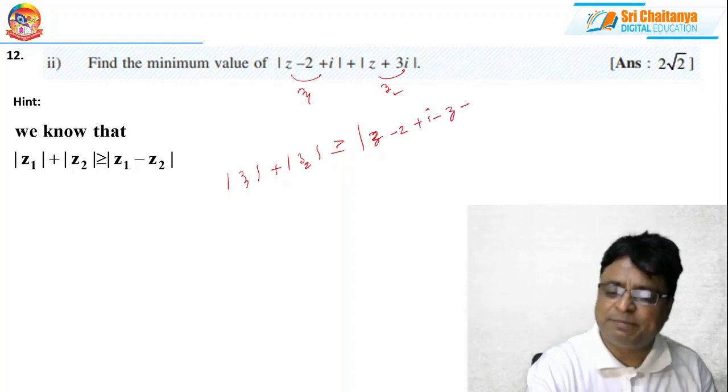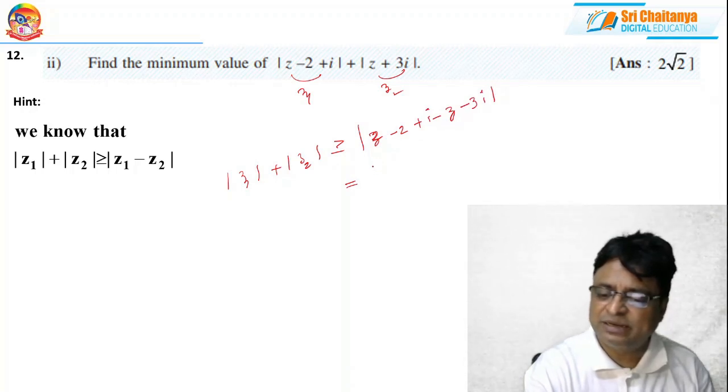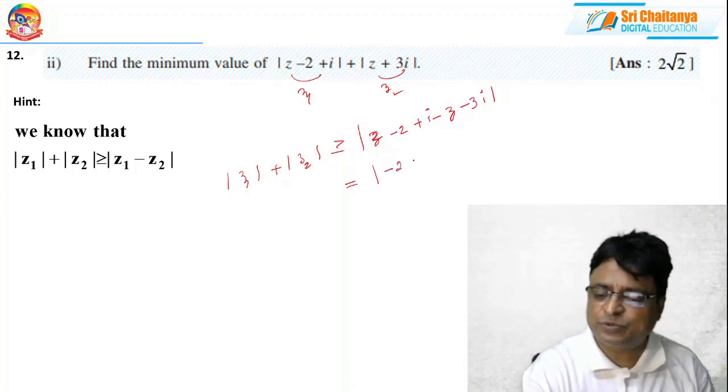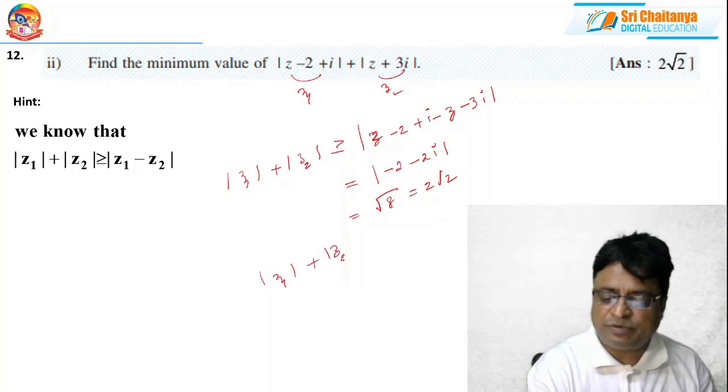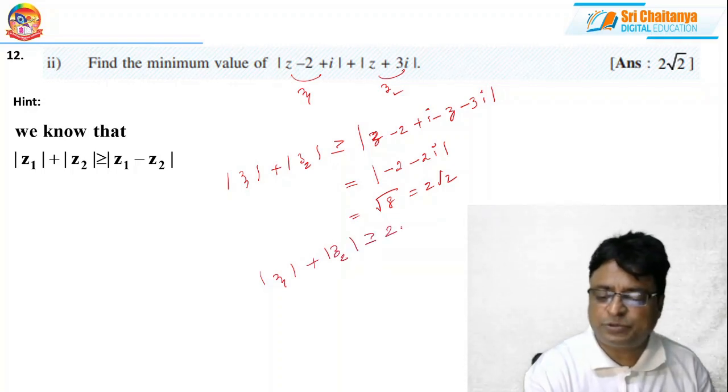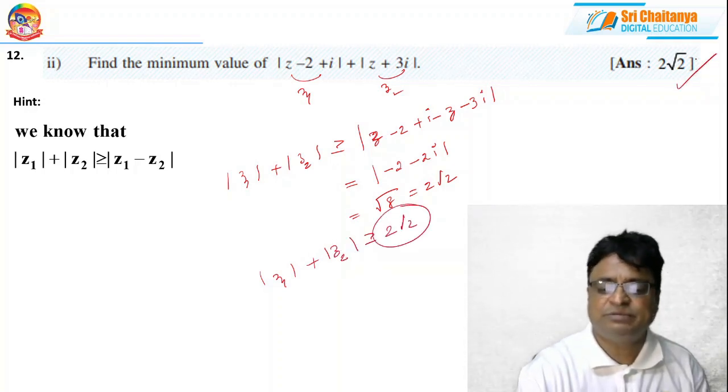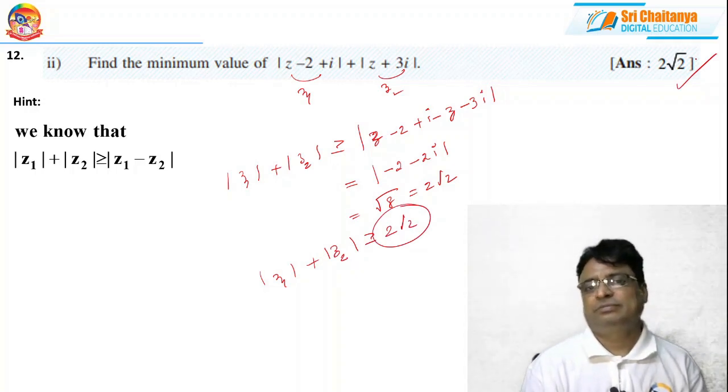minus z minus 3i. Here z cancels, and this is equal to minus 2 minus 2i. This is what? Root 8, which is 2 root 2. So mod z1 plus mod z2 is greater than or equal to 2 root 2. So this is the least value or minimum value.